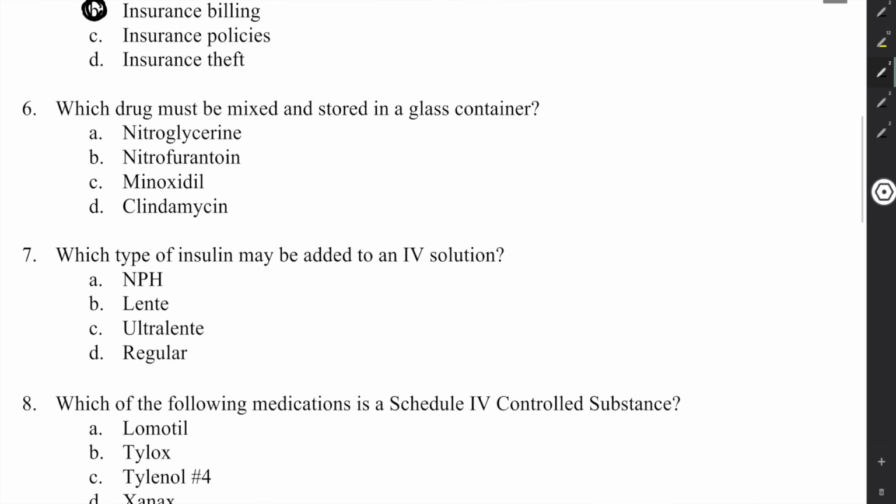All right, which drug must be mixed and stored in a glass container? The answer for this one has to do with the safety of the medication. This can also be found in the book, and like I said, I'll list the page number where it's at. But this one is going to be A, nitroglycerin. In the book, it'll talk more about why nitroglycerin needs to be stored in a glass container.